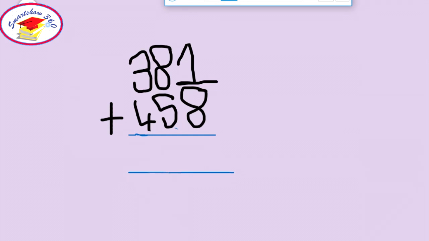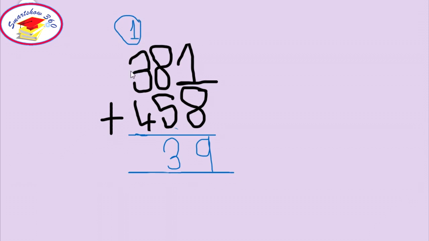So friends, let us solve the sum together. 381 plus 458 equals to what? That was the sum. So let's see. 8 plus 1 equals to 9. Next, 8 plus 5 equals to not 11. It is 13. So let us write 3 here and then carry over 1 to the hundreds place.